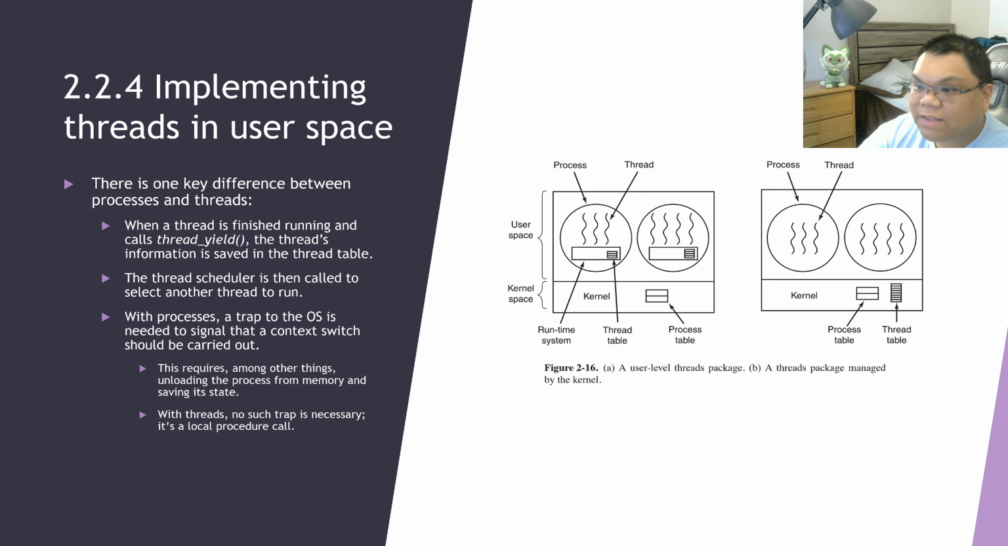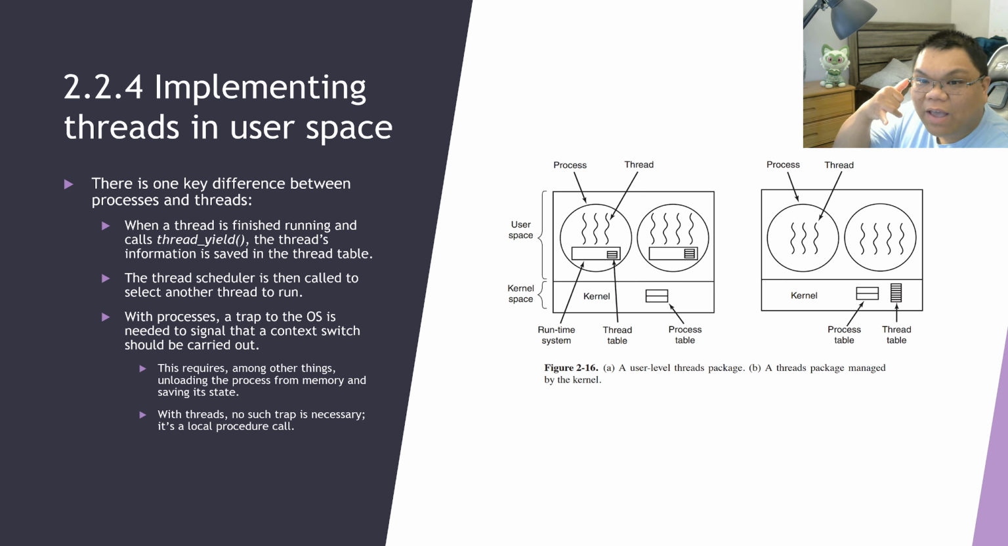So there's one key difference between processes and threads. When a thread is finished running and calls thread yield, that thread's information is saved in the thread table. The thread scheduler is then called to select another thread to run. With processes, a trap to the OS is needed to signal that a context switch should be carried out. However, with threads, we don't need to call the OS anymore. That's the other thing that makes context switching threads so much more lightweight than context switching processes.